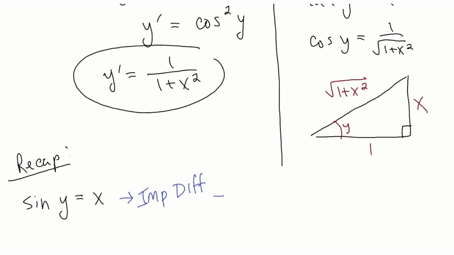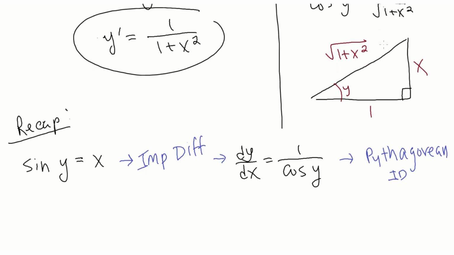So to recap, we used implicit differentiation to find the derivatives of sine y equals x and tan y equals x. And then we applied the Pythagorean identity to convert that implicit result into an explicit formula.